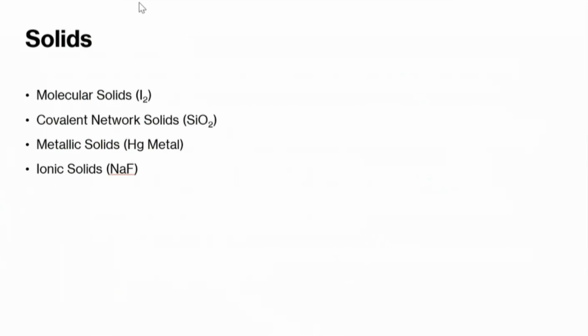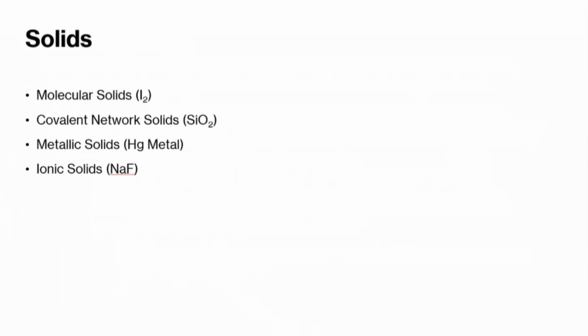Now, we can extend this notion into covalent network solids. For example, silicon dioxide. You experience silicon dioxide every day. Your windows are made out of silicon dioxide. Silicon dioxide has covalent bonds that extend throughout the entire solid, and because of this extended bonding, covalent network solids have a higher melting point. It's more resistant to heat change.